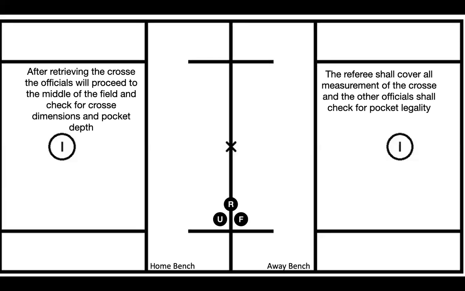In the three-man mechanic, we have a referee, an umpire, and a field judge. The referee is going to be the one that checks those crosses, and uses a tape measure. The other officials are going to look at the pocket depth. We're looking at legality for the pocket.